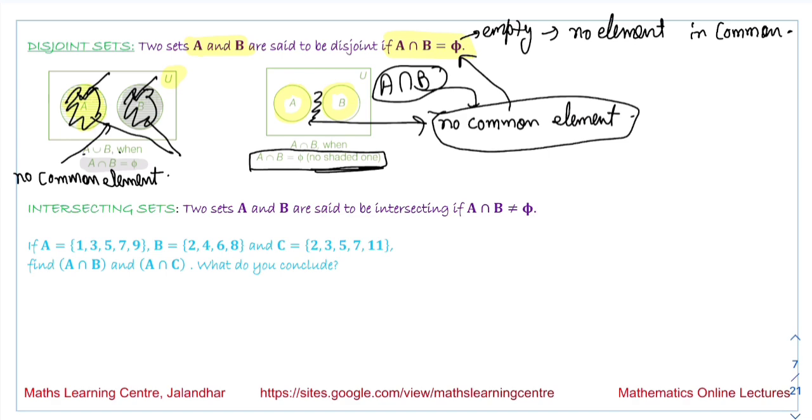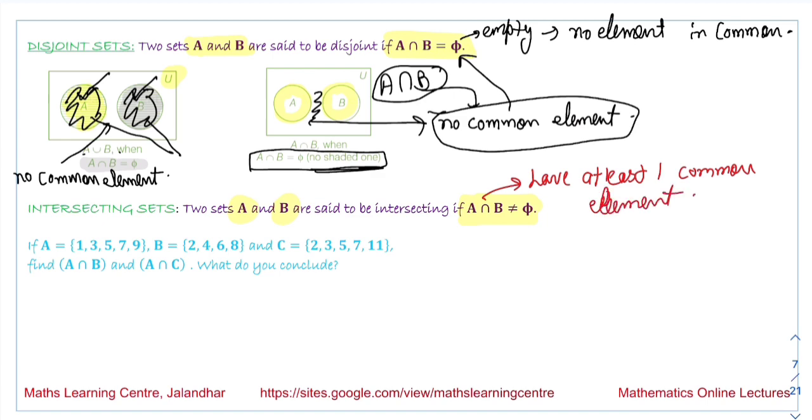Next is intersecting sets. The sets which are not disjoint are called intersecting. So we have two sets A and B, and they are called intersecting if A intersection B is not equal to the empty set. That is, they have at least one common element.